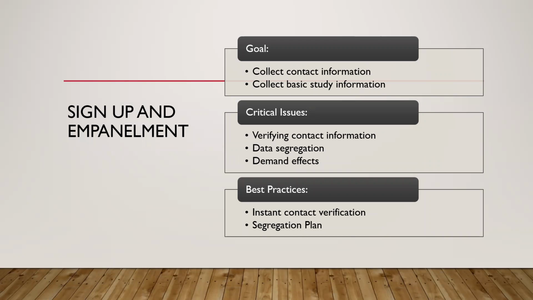Again, all you want to do is mitigate the possibility that people will want to deceive you because they have a sense that if they answer in a specific way, they're going to make more money, or that they're going to give you an answer that you want or that you don't want, but they want you to have. Again, the best practices here: instant verification when they sign up, and then the data segregation plan.